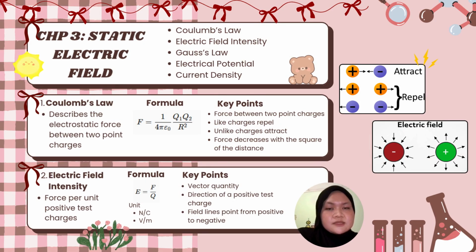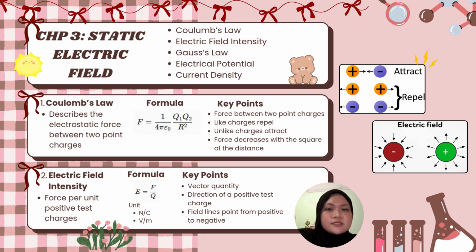Next, I will be presenting Chapter 3, Static Electric Field. This chapter explains how electric charges create electric fields and introduces the basic concepts used in electrostatics. The first one is Coulomb's law. Coulomb's law explains the force between two charges. Like charges repel each other while opposite charges attract each other. And the force between the two charges will become weaker when the distance between the two charges is increased.